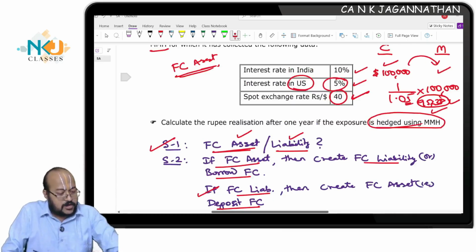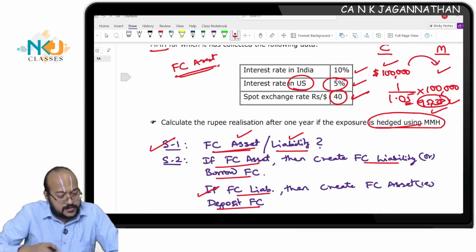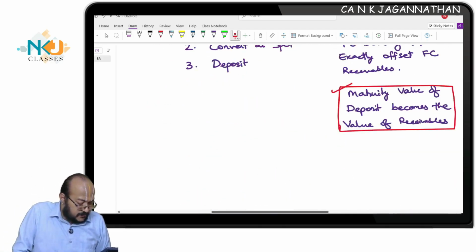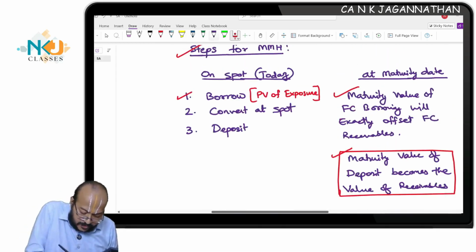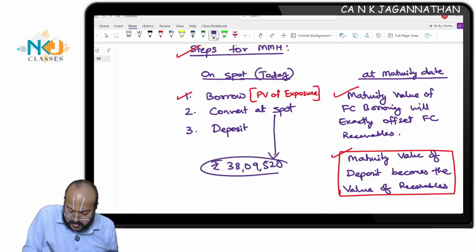40 rupees. Are you all understanding? So 95,238 into 40 rupees. How much is that? Okay, 38 lakh 9,520. If I convert this, how much will I get? Rupees 38 lakh 9,520.